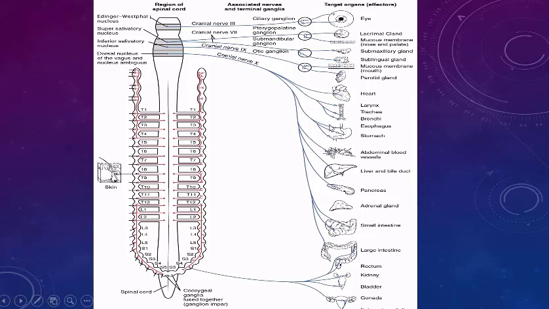The difference between the sympathetic and parasympathetic nervous systems on a neuronal basis is that the preganglionic neurons of the parasympathetic nervous system are long and the postganglionic neurons of the sympathetic nervous system are long.